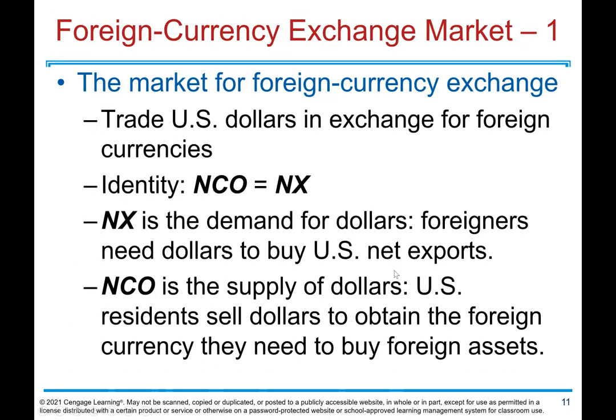Foreign currency exchange market. The market for foreign currency exchange involves trading US dollars in exchange for foreign currencies. It's an identity because NCO is equal to NX, as we saw in the last chapter. NX, or net exports, is the demand for dollars. Foreigners need dollars to buy US net exports. NCO is the supply of dollars. US residents sell dollars to obtain the foreign currency they need to buy foreign assets.